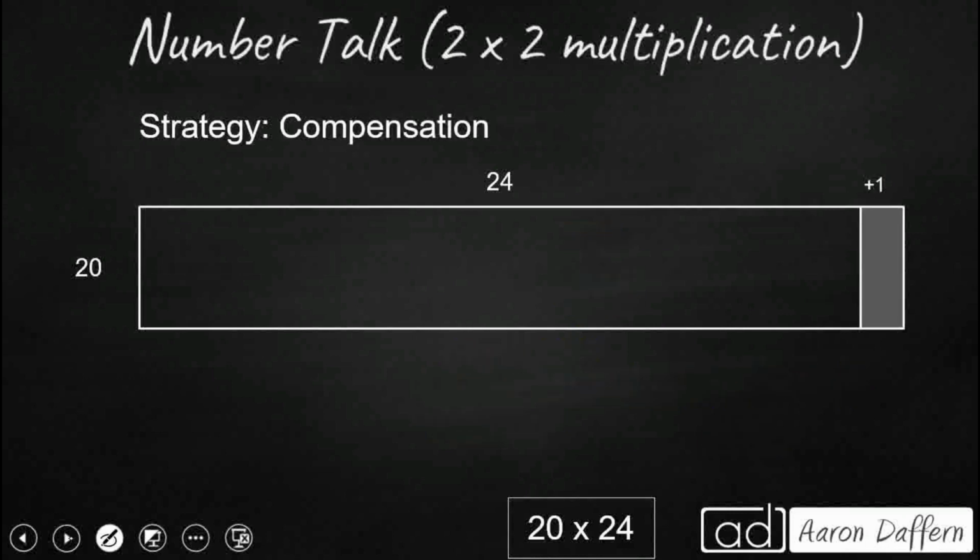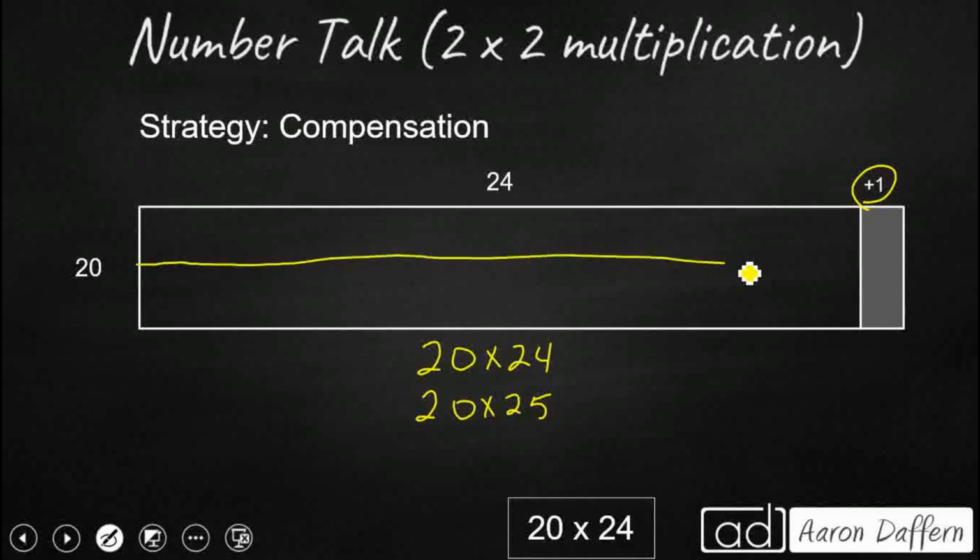Compensation might have been something that you didn't think of, but it's also a pretty good strategy here. So let's see what that looks like. We're going to take our 20 times 24, and we're going to reimagine this 24, saying, you know what, it's almost 25. And so I'm going to add this one right here. I'm going to make it 20 times 25. Multiplying by 25s makes me think of quarters. We're now including this plus 1 because now we're at 25.